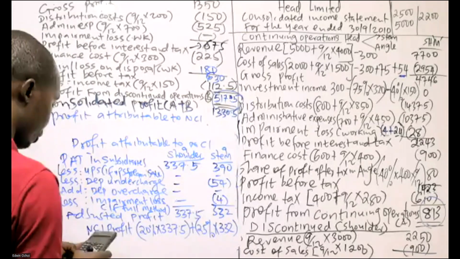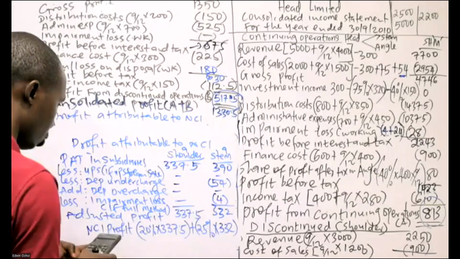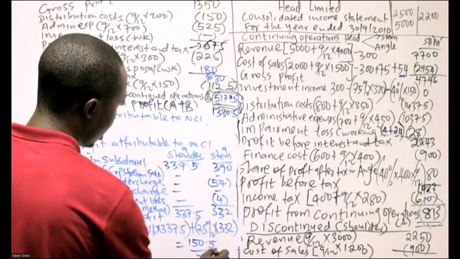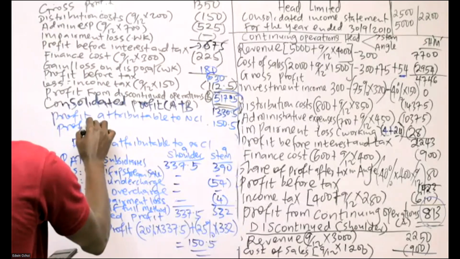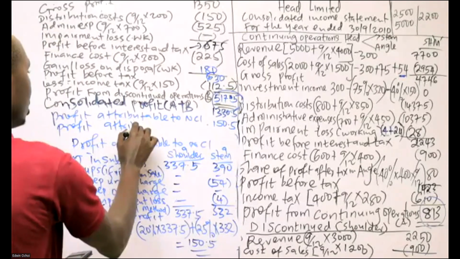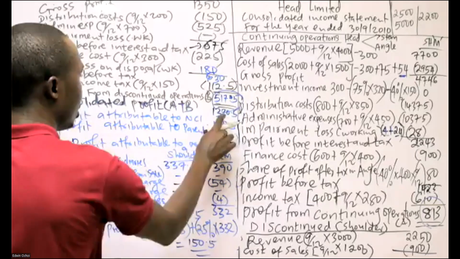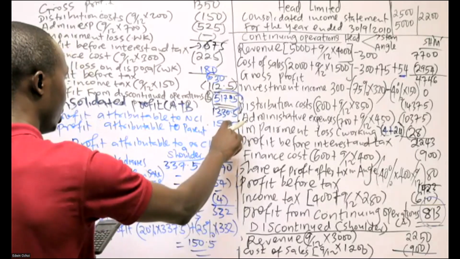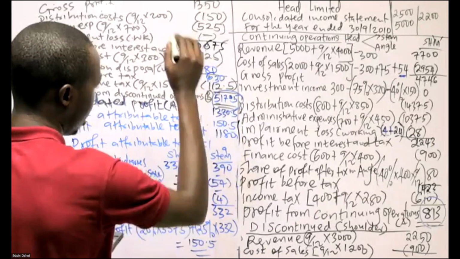So 337.5 plus 0.25 times 332. So this is 150.5, the total of the two. That is what you put here. So the profit attributable to parent, sorry, you take 1330, this one, you deduct 150.5. So you get 1180.